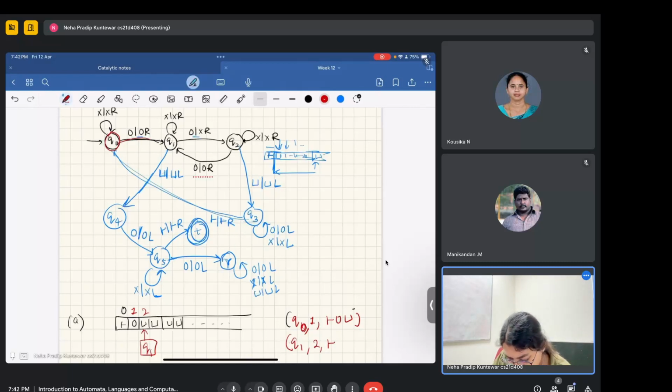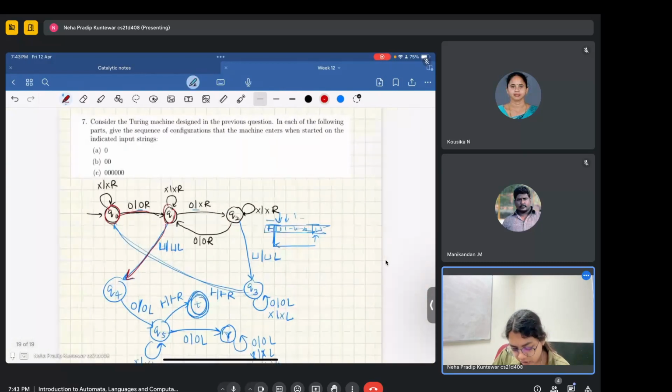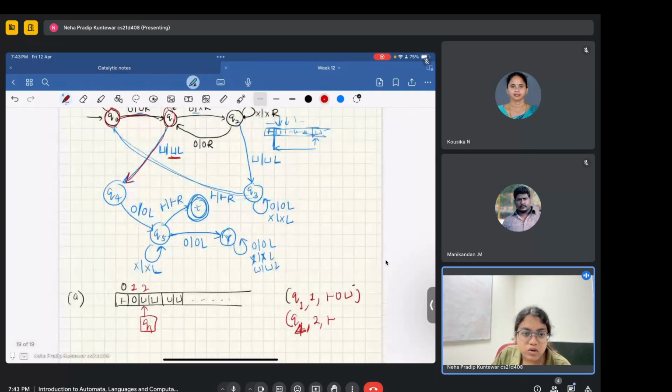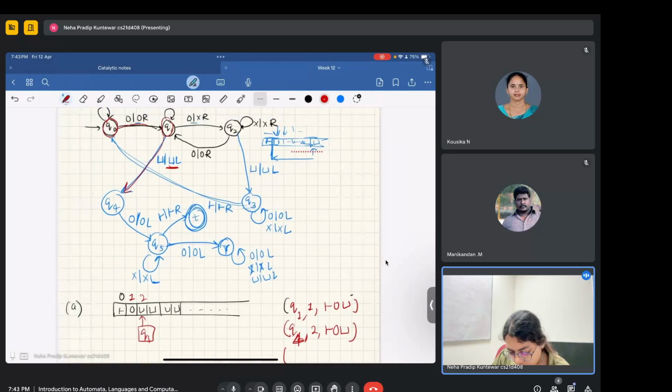Yeah, sorry, this is q1. If you are in q1 and you see a blank symbol, then you should go to q4. So this is q4 and the cell that you are reading is 2, and we did not change anything, so the content remains the same.